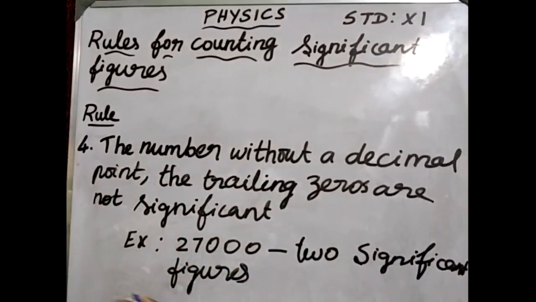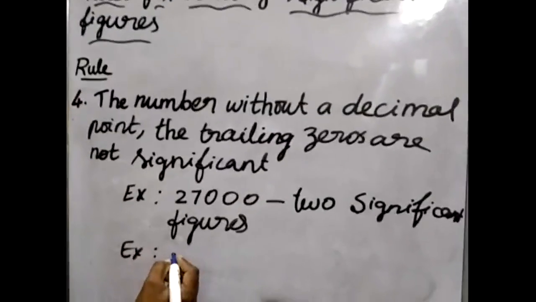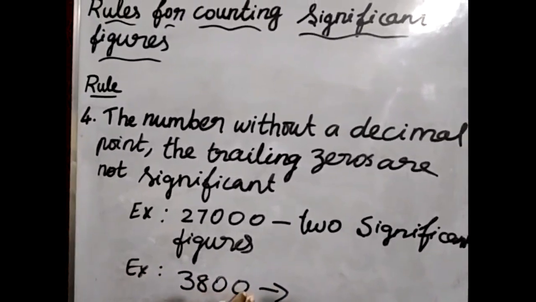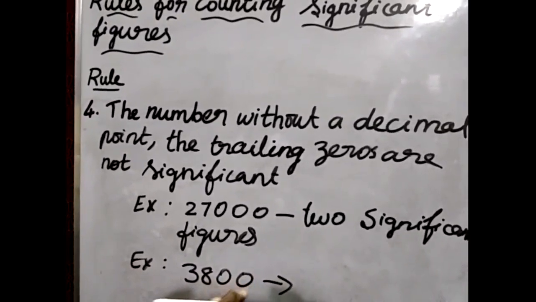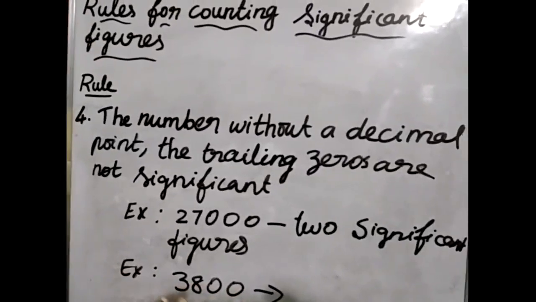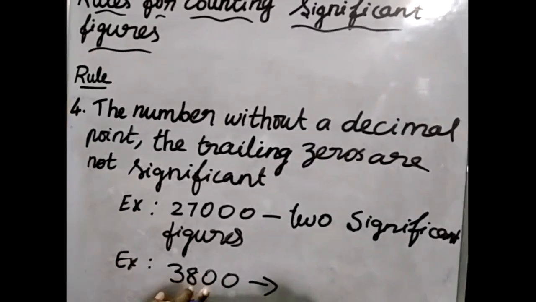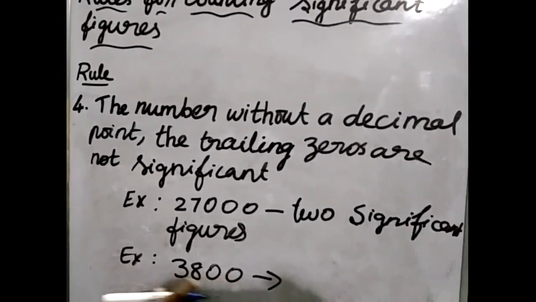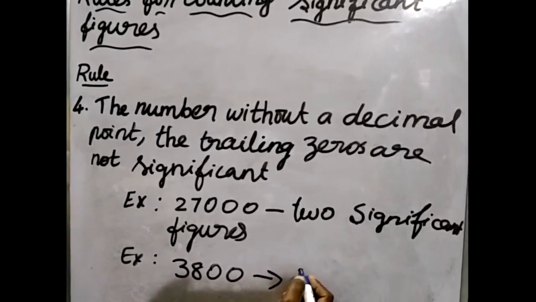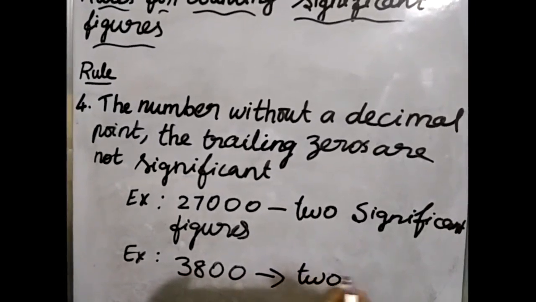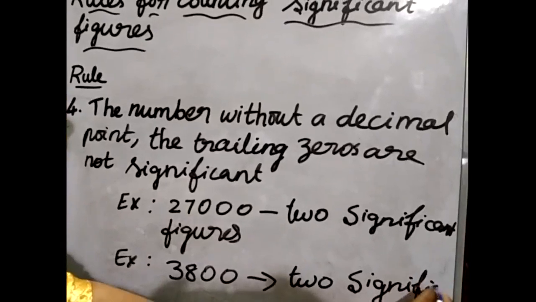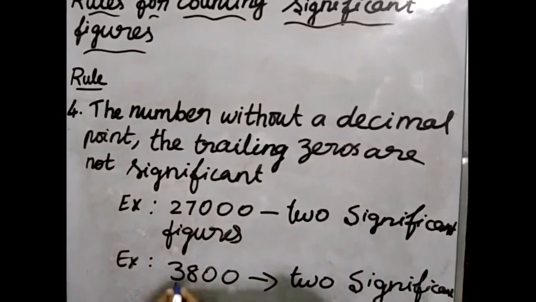One more example. This number is without a decimal point and this number has 2 trailing zeros. So these 2 zeros are not significant. So only these 2 digits are significant figures. So this also has 2 significant figures.